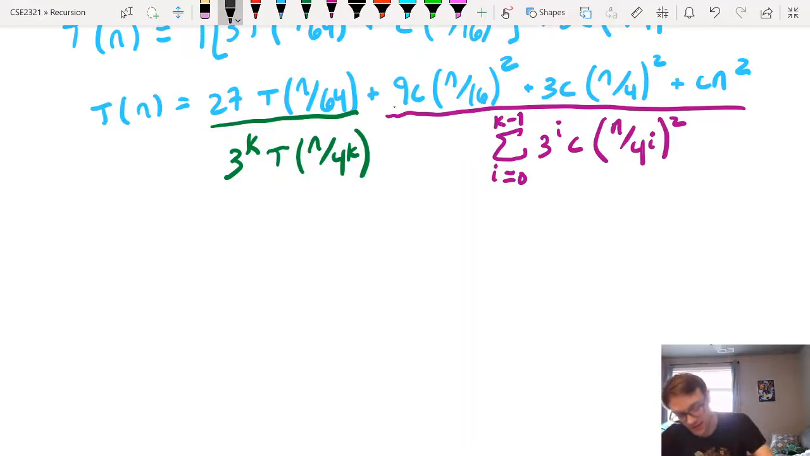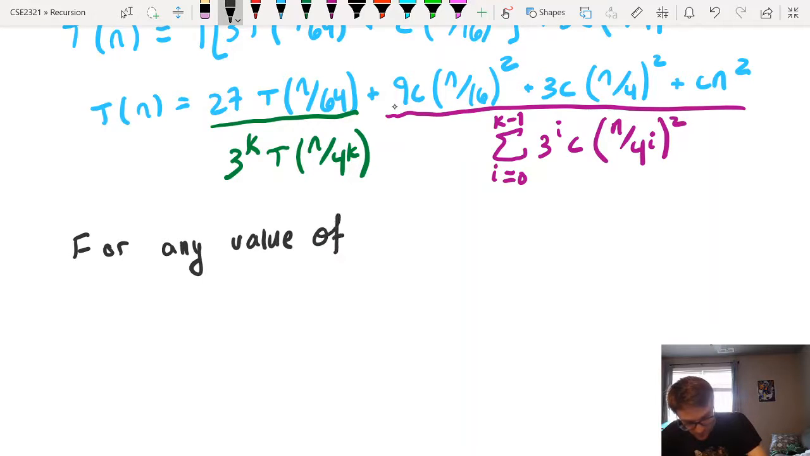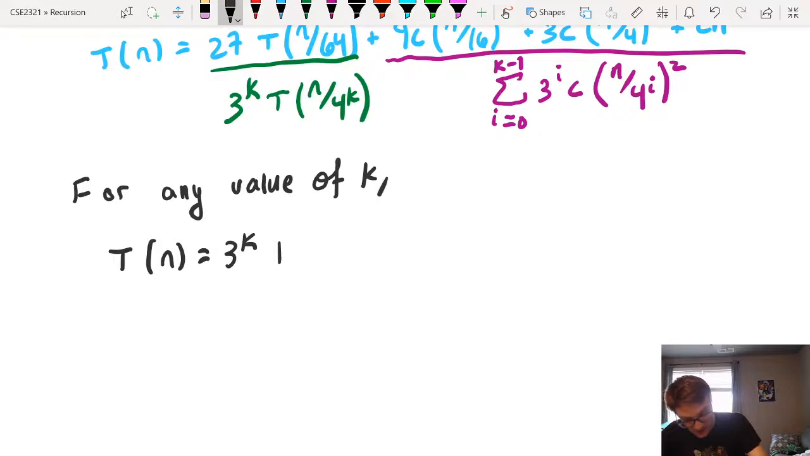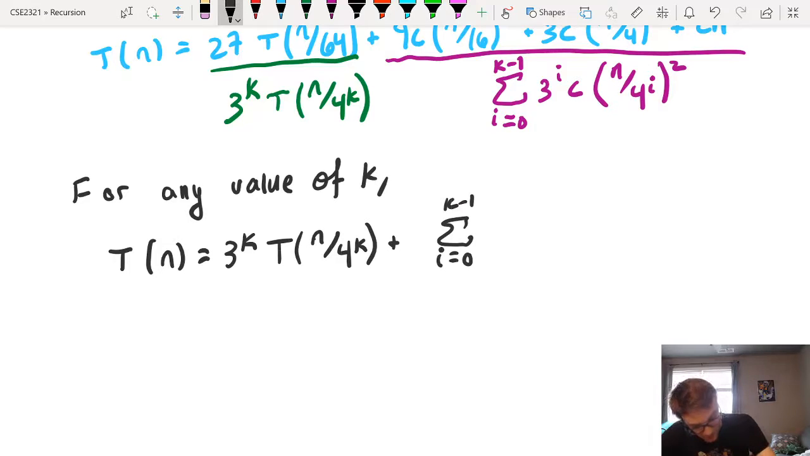So for any value of k, we have T of n equals 3 to the k, T of n over 4 to the k, plus the sum from i equals 0 to k minus 1 of, we'll write it in the same way, 3 to the i times c times n over 4 to the i quantity squared.